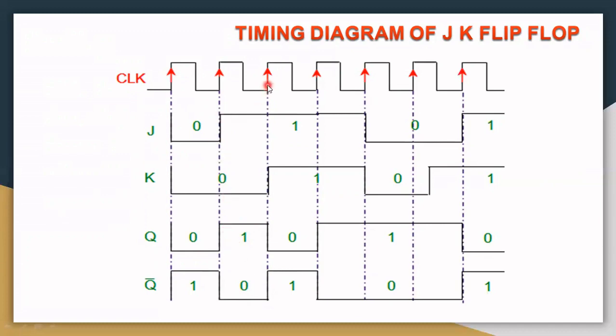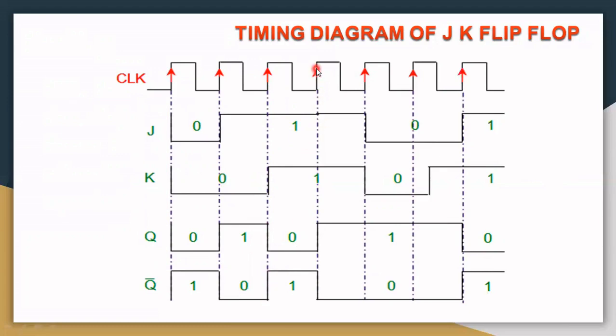Now consider the third clock pulse. J is high, and K also goes to high. That means J equal to K is equal to 1. Toggle state. Suddenly it changes its state and comes to low state, and Q dash comes to high state.